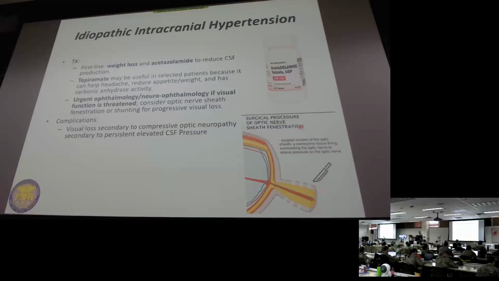Do not look, I found a picture online of it and I said, that's too much. If you want to look it up on your own, go ahead, but they take the eyeball out and cut fenestrations into it. It was one of the more gnarly procedures I've seen.